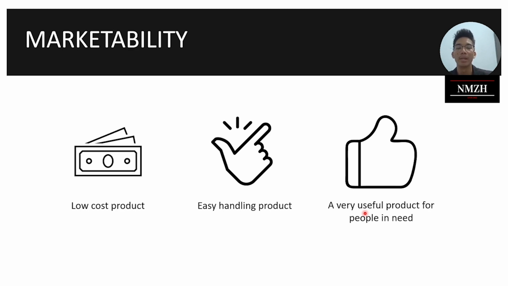Next, we go to the marketability of the product. The product is low cost. It is suitable with the objective of the project, which is to provide the low-income person with supportive equipment. And then the product is also easy to handle, and it is a very useful product for people in need, especially the blind person.